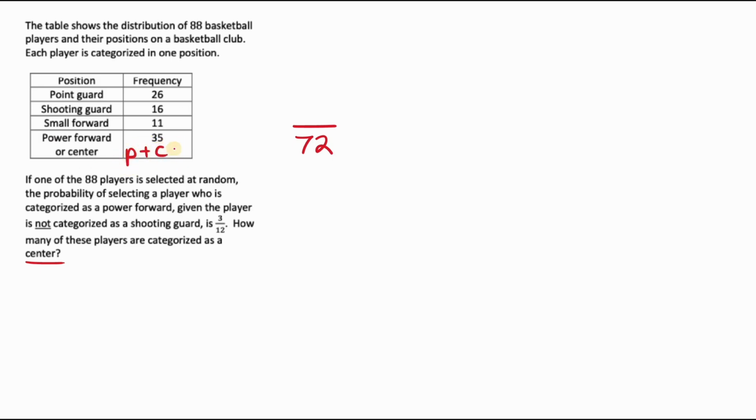So we know that P plus C equals 35, and we don't know the individual counts yet, but what we can do is plug in a P up here because this is the probability of selecting a player who is a power forward. So we're using P for that variable. And so we don't know this exact value, but we are told that it's equal to 3 over 12. So this is the probability of choosing a power forward given that we aren't choosing a shooting guard, and we are given a value for that fraction.